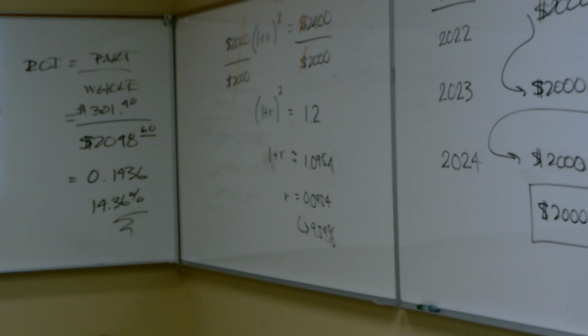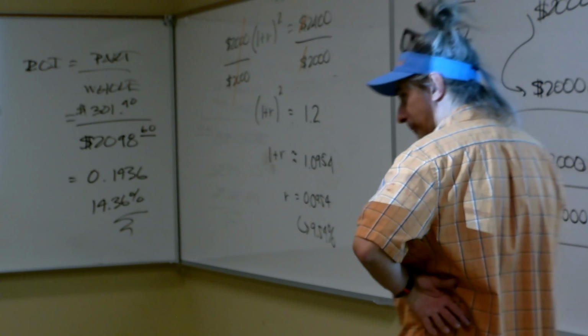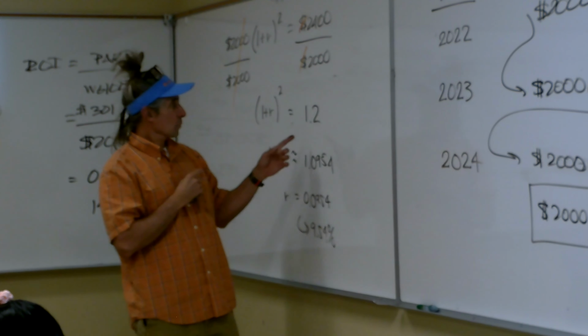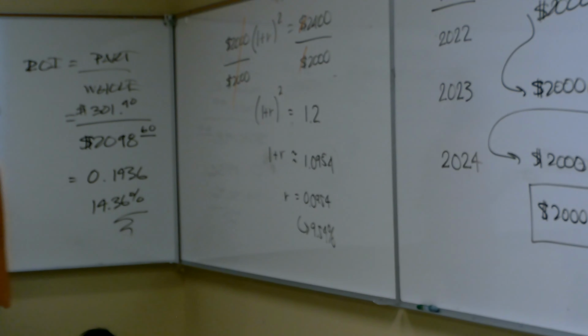All you really have to do is take your 2,000 minus the 2,400, which is a $400 increase. Then you take 400 divided by 2,000, which gives you 0.2, which is 20%. And then divided by 2 because it's 2 years. Yes. But that's not 9.5%. That's 10%. You see what I'm saying?